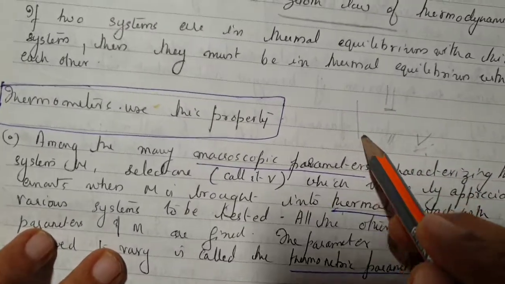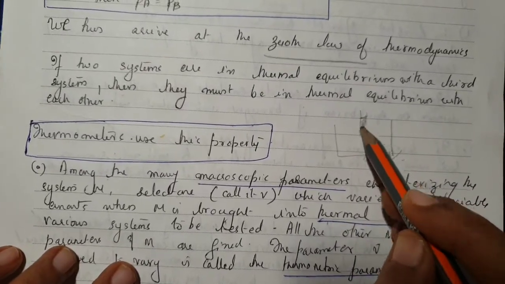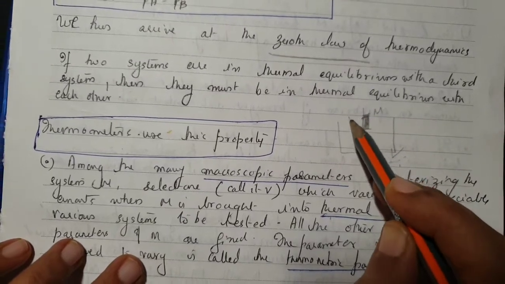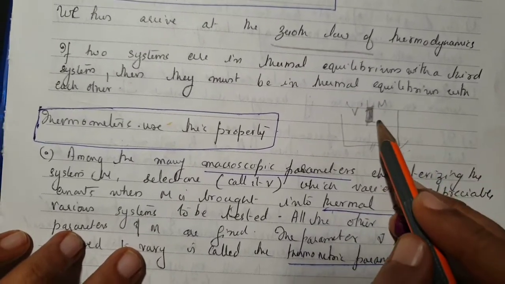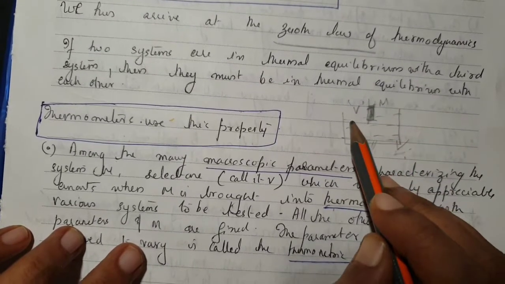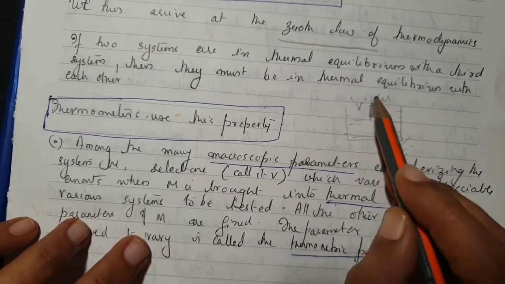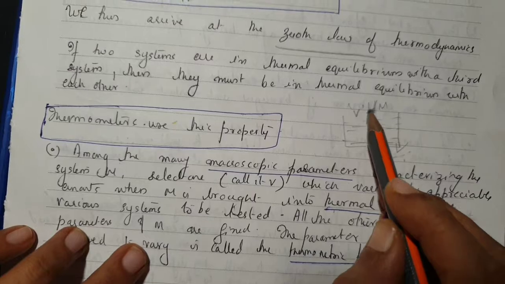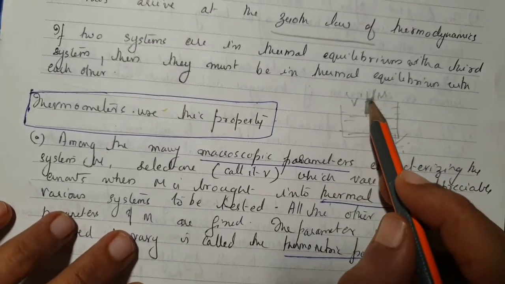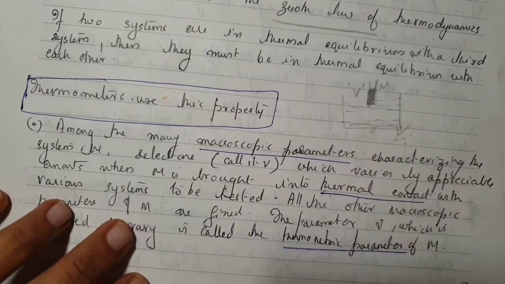So if I want to test the change in the volume, if this is my system M, which has a parameter V, which changes when I bring it into thermal contact with any system. So if I have a system M which has a parameter, maybe it can be a liquid, some mercury or something, it changes its volume when I bring it in contact with the system that I desire to test.